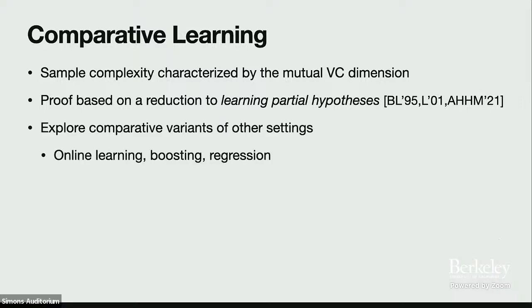And more interestingly, we also explore comparative variants of other settings. So this notion of having something with which we compare our error, but also having a distributional assumption, is not something that needs to stay in this binary hypothesis class case. We look at online learning, we look at boosting, so a notion of boosting a weak comparative learner to a strong comparative learner, and then also regression, where we might have real valued hypotheses and are trying to minimize some loss function.